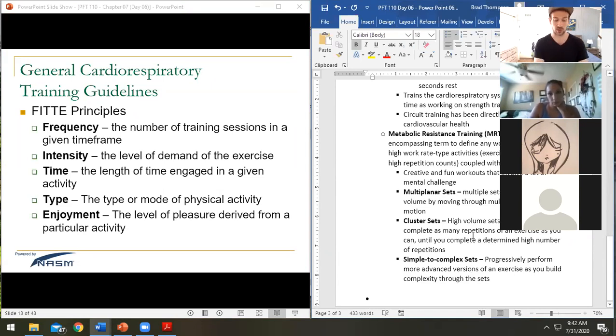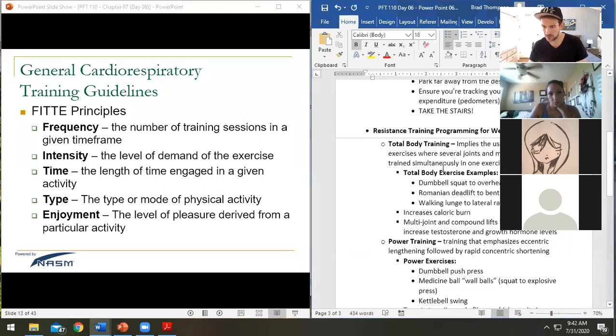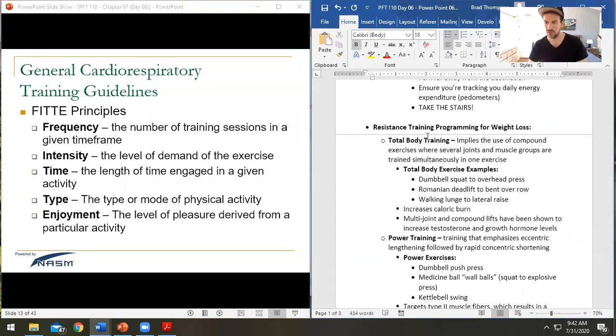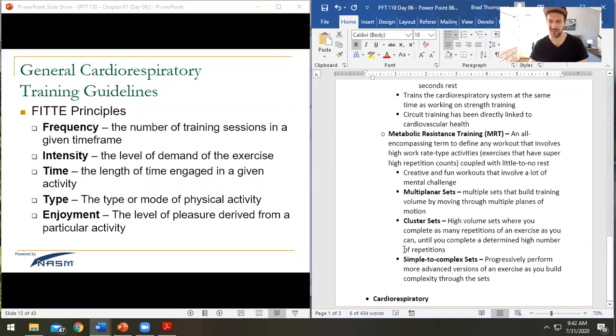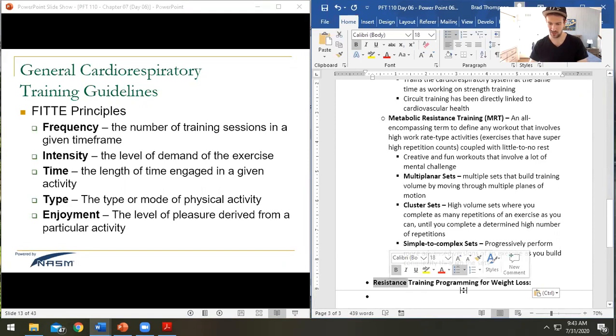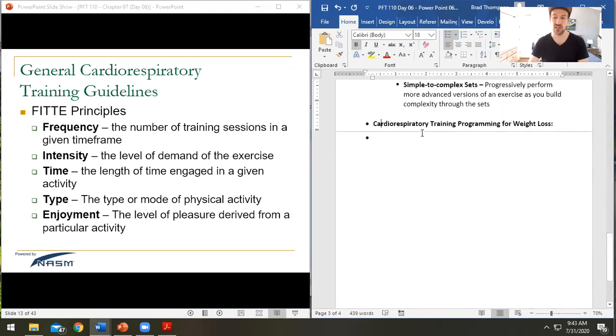Now let's look at our general cardiorespiratory training programming. Yeah, cardiorespiratory training. I'm just gonna copy this and change that to cardio. All right, so we're back. Fit principles, they're in every mod so many times. Again, this is just a classic example of something that makes really good test questions, so we teach the crap out of it.